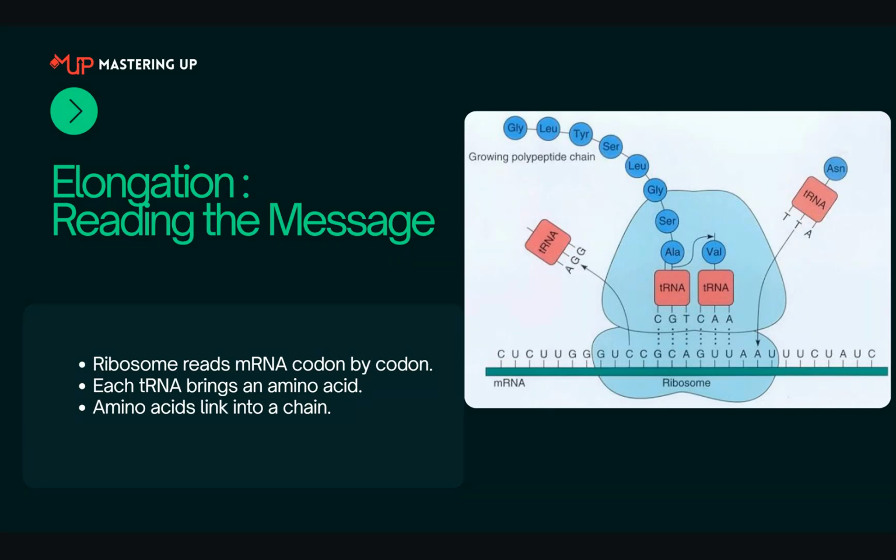The next step after initiation is elongation, which is reading the message. The ribosome now begins elongation, that is, reading the mRNA one codon at a time. Each matching tRNA brings the correct amino acid, which gets attached to the growing protein chain.